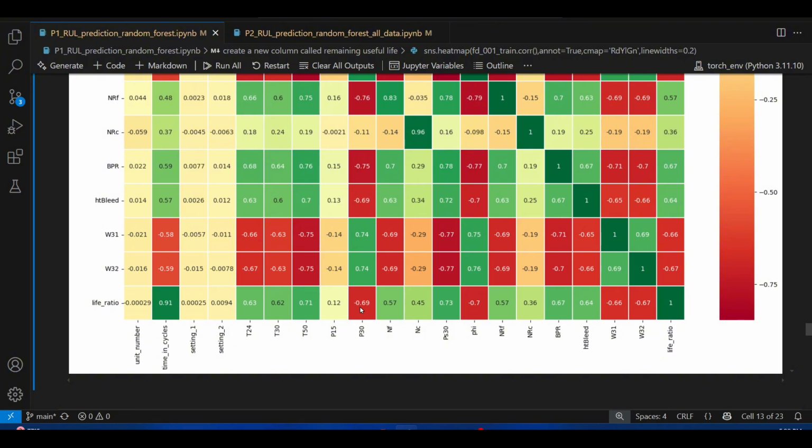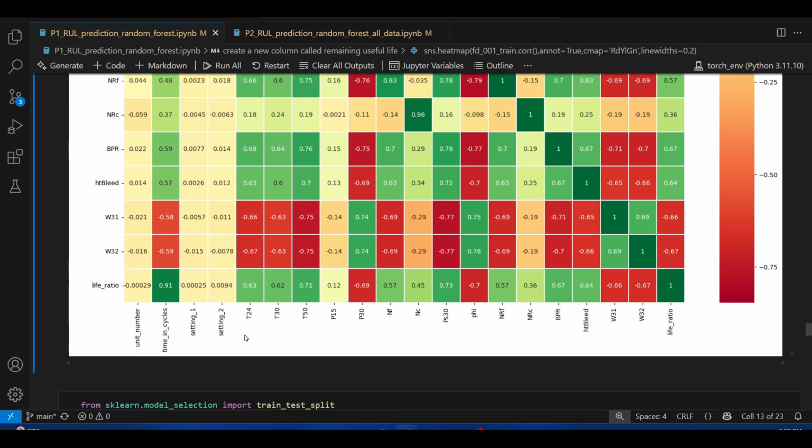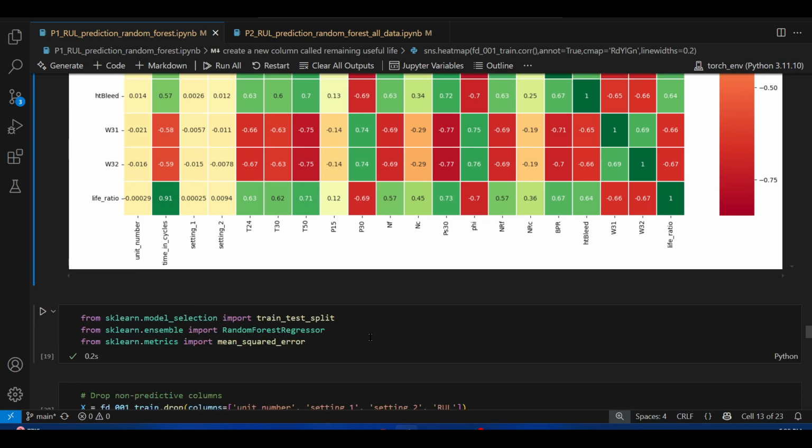So negative correlation doesn't mean weak correlation. It just means that when the live ratio increases, P30 decreases, something like that. So what we do not want is correlation close to 0, like this. This is bad, but this is good. So you see many of the features have good correlation except for setting 1 and setting 2. We can probably neglect setting 1 and setting 2 when we build our machine learning model.